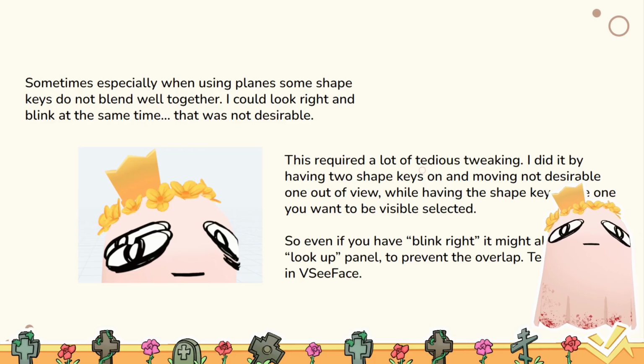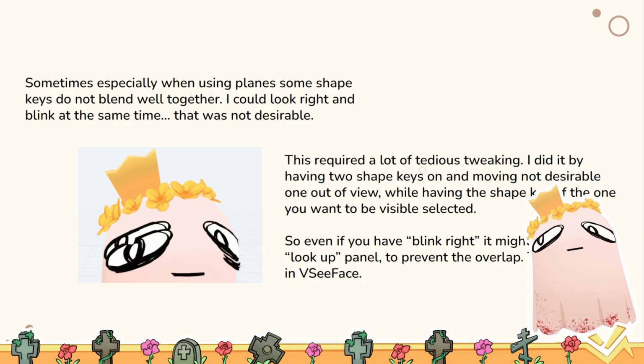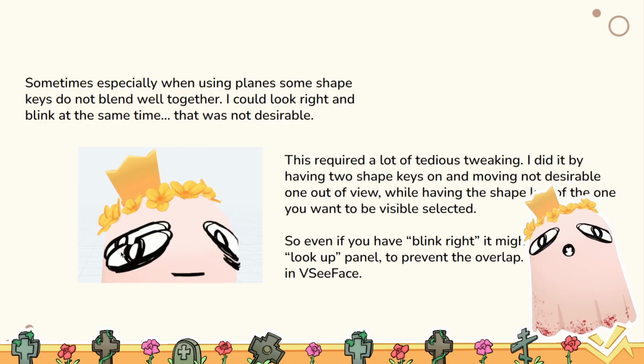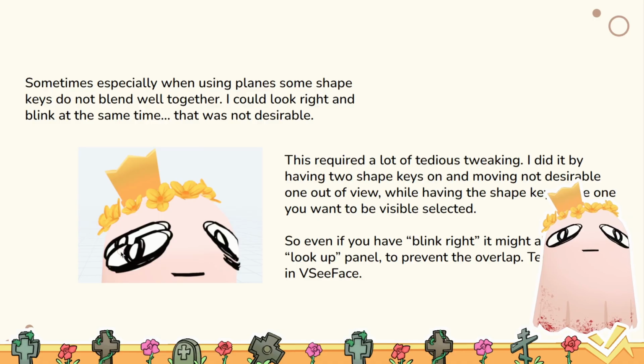Sometimes, especially when using planes, some shape keys do not blend well together. I could look right and blink at the same time, and that was not desirable. Here is a nice example of what was happening. So, how did I figure this out? How to fix this, I mean?